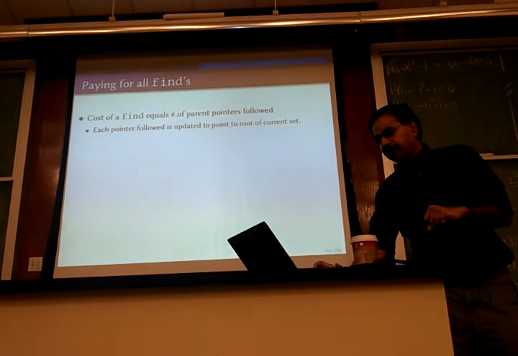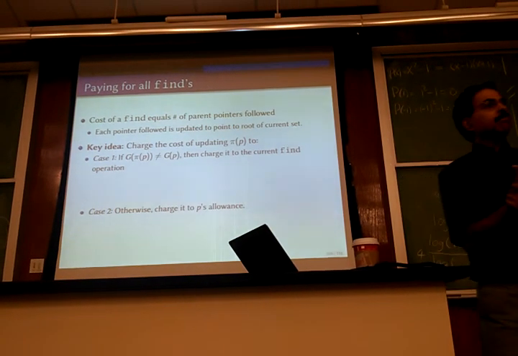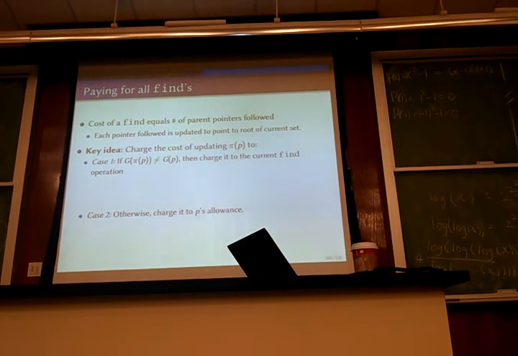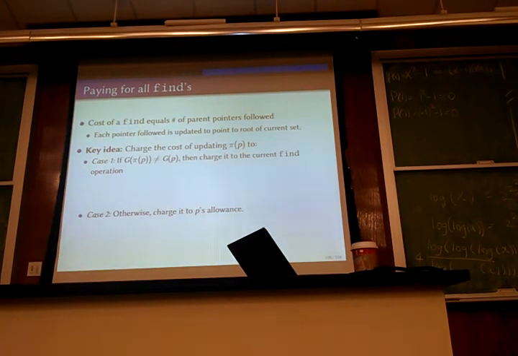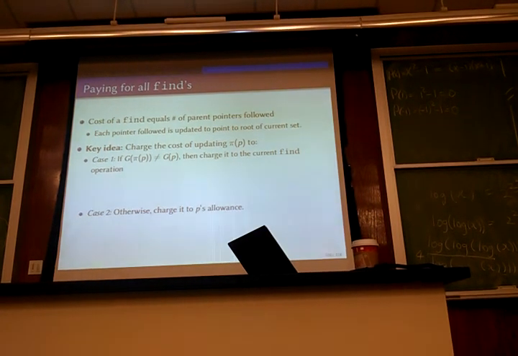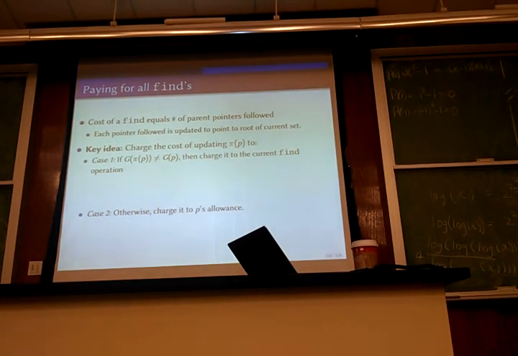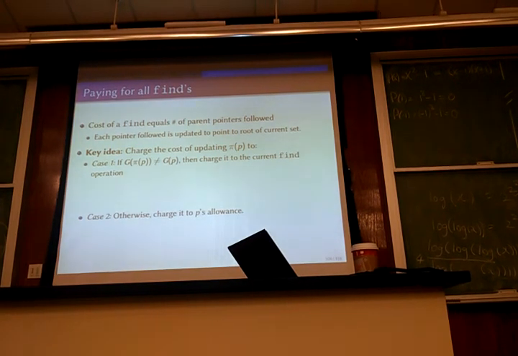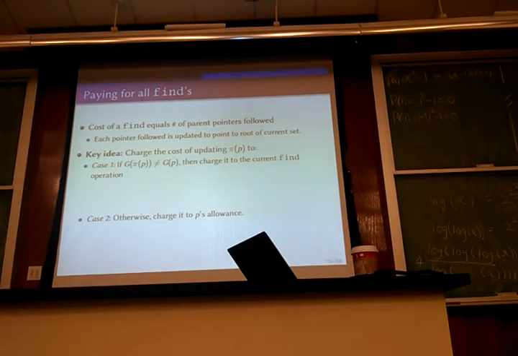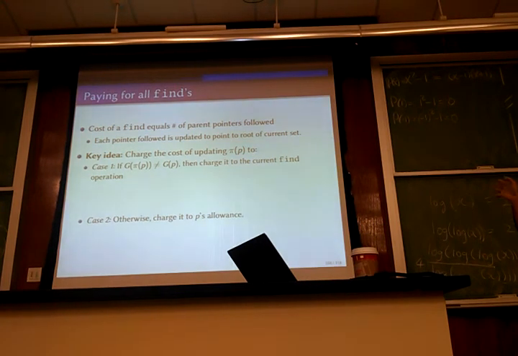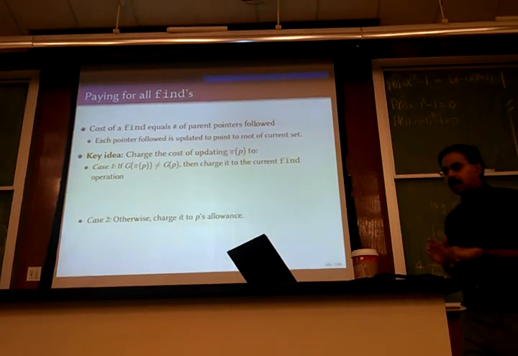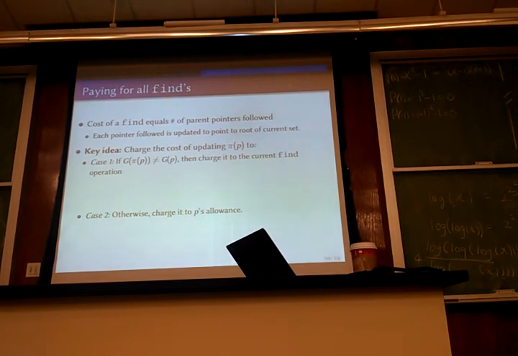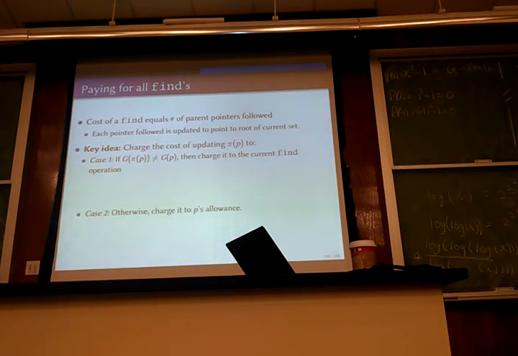Okay? And each pointer followed is going to be updated. So if we simply count the cost of updating pointers, then we would have counted all the costs of all the finds. Correct? Because each find is going to take all the elements on the path and update the parents of all of those elements. And as a result, if we simply count the number of parent updates, that is going to be the same as the total cost of find.